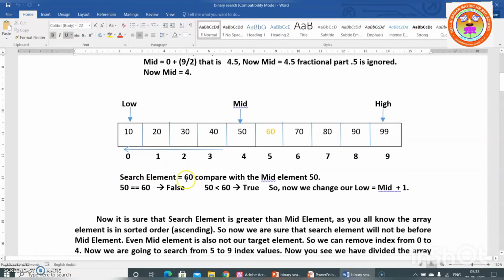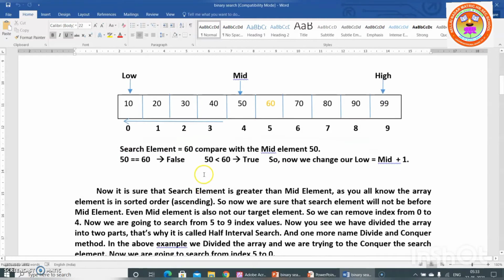So the search element is 60, compare with the mid element 50. But the search element and the mid element are different. So 50 is not equal to 60, so false. Next comparison: whether 50 is less than 60? Yes. So when the search element is greater than the mid element, that means 0 to 3, no need to consider. Why? Because the search element is lesser than the mid element.